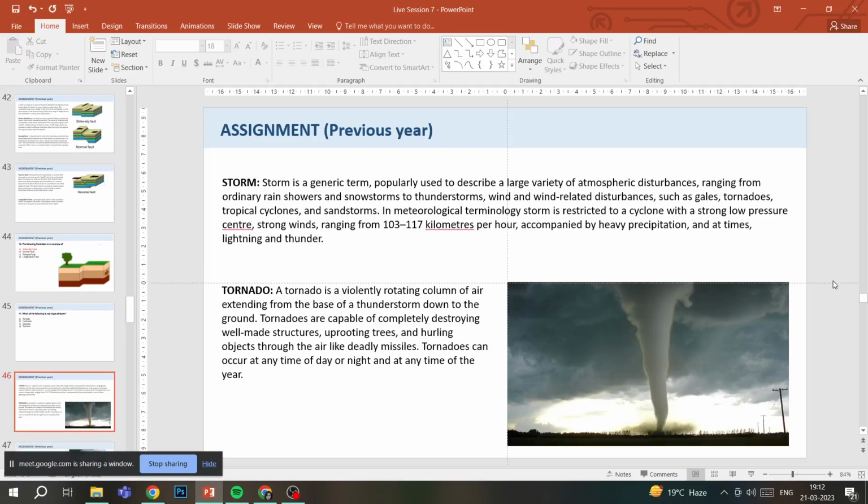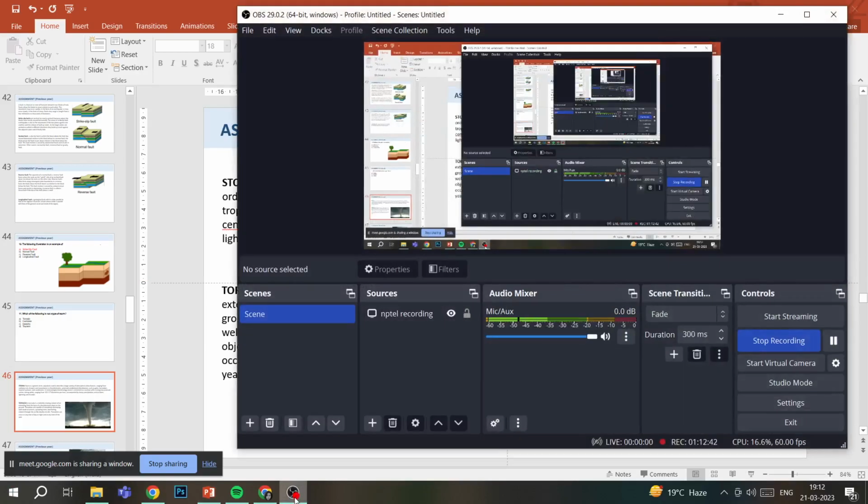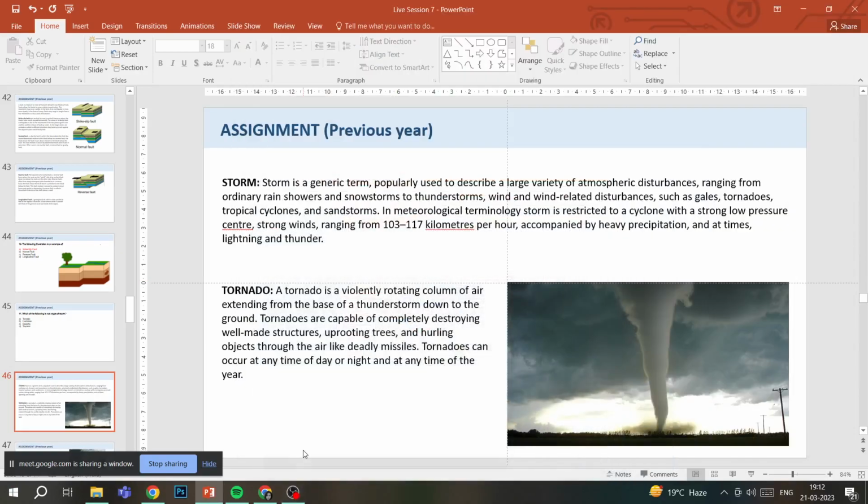So what is a storm? A storm in generic terms is used to describe a large variety of atmospheric disturbances. It can range from ordinary rain showers and snowstorms to thunderstorms, wind and wind related disturbances such as tornadoes, tropical cyclones, and sandstorms.